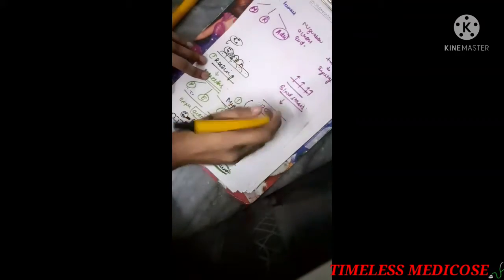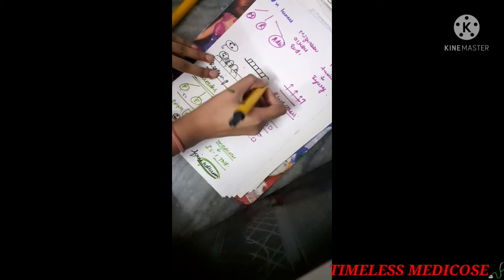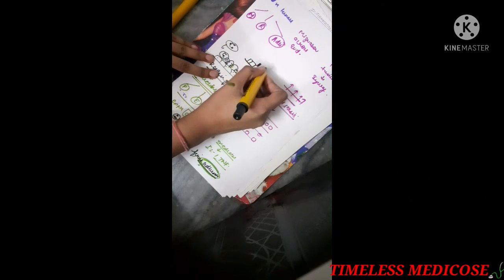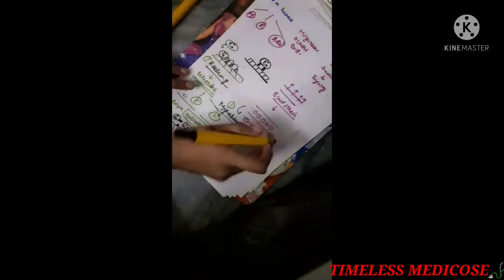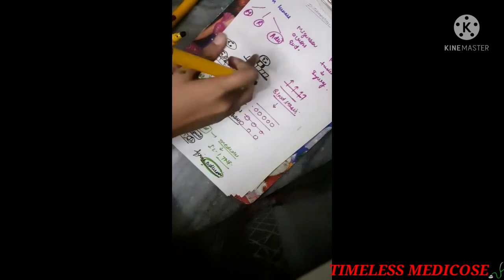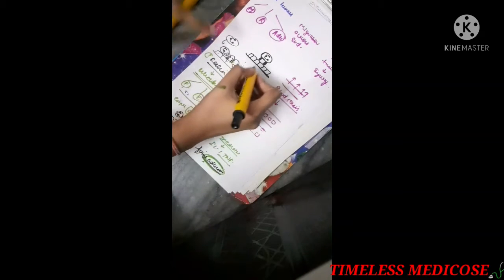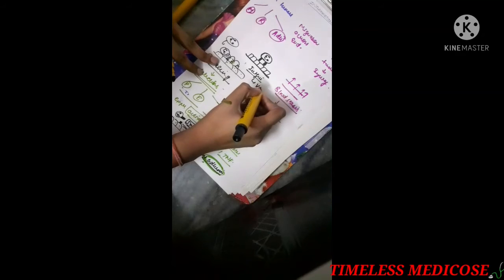Once the cell is attached to the endothelial cell, it adheres by the integrin protein, and the integrin ligands are mainly of two types: VCAM and ICAM.